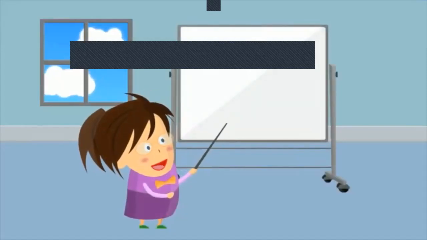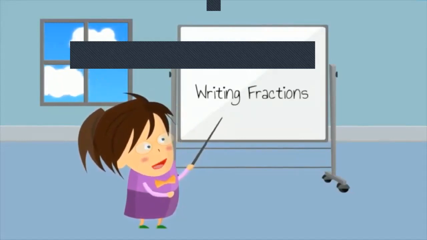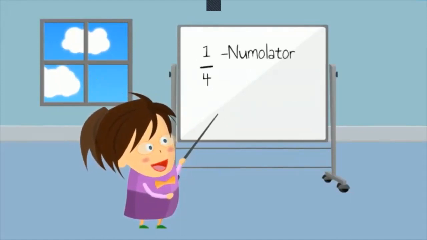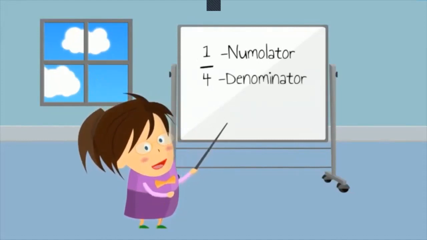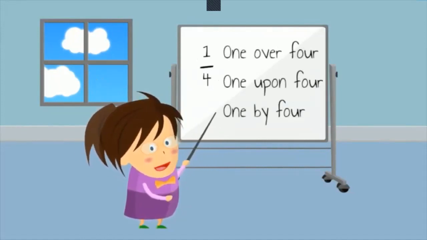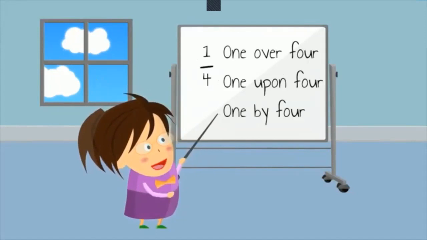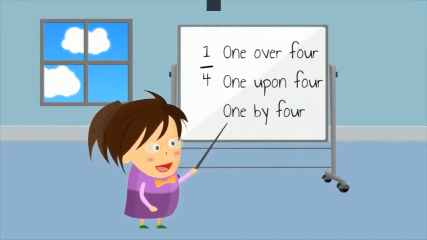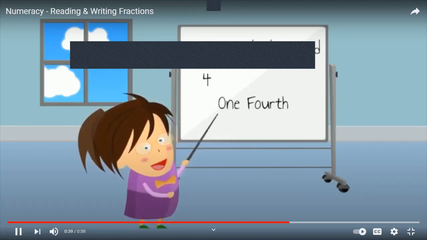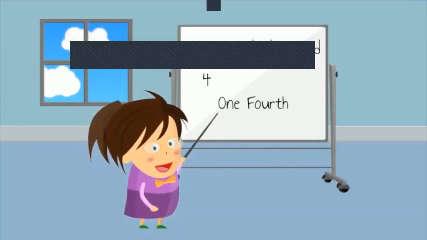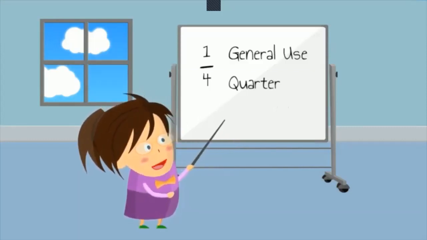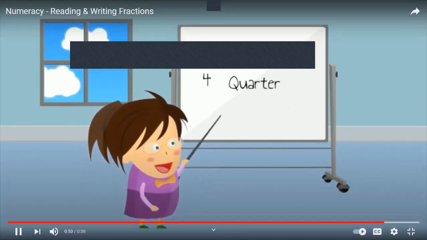Let's learn about reading fractions and writing fractions. Introduction. 1 upon 4. 1 here is a numerator and 4 is a denominator. You can also say 1 over 4, 1 upon 4, or 1 by 4. There are different ways to say it. Standard method says that this is 1/4. And in general use, you call it a quarter. And there are many other variations of it.